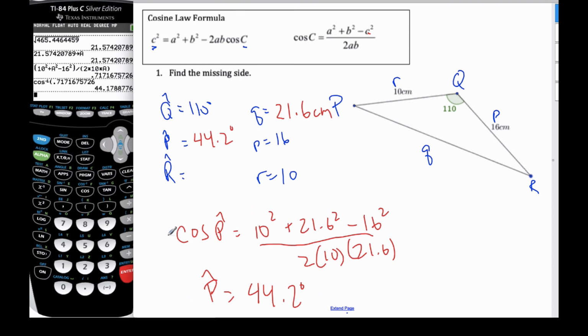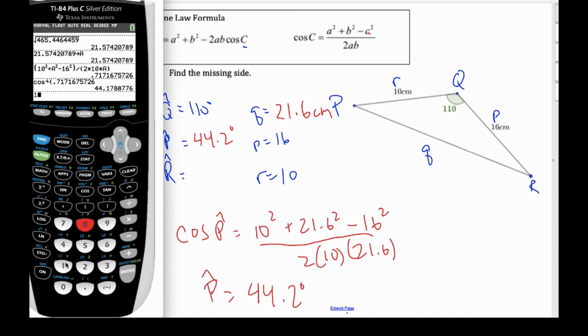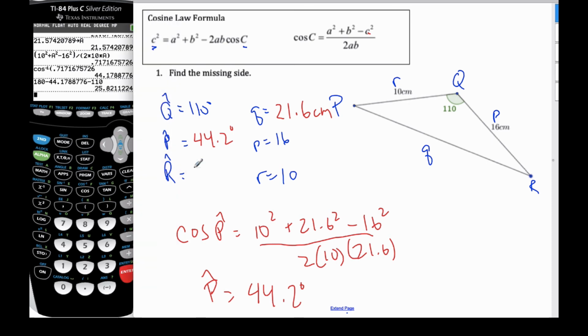And this is all the work I have to show. I don't have to show any more work than I show it's being plugged into the formula and I get my value. And that is sufficient. Use your calculator to its utmost, please. And then finally get angle R. Well, I know it's going to be 180 minus this angle minus 110, and that is going to give me 25.8 degrees. Okay, so find the missing side, use the cosine law, different versions depending upon what you're looking for.